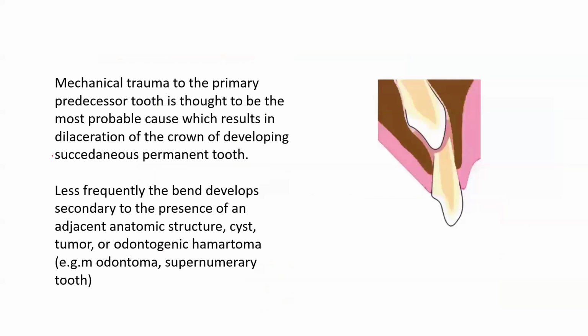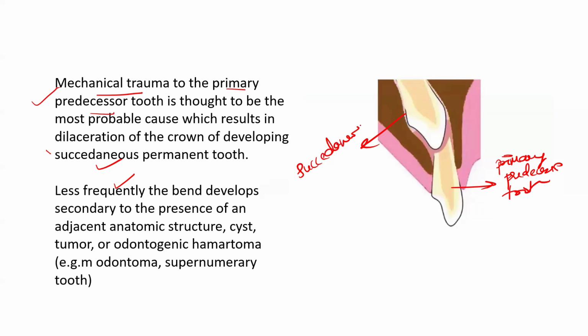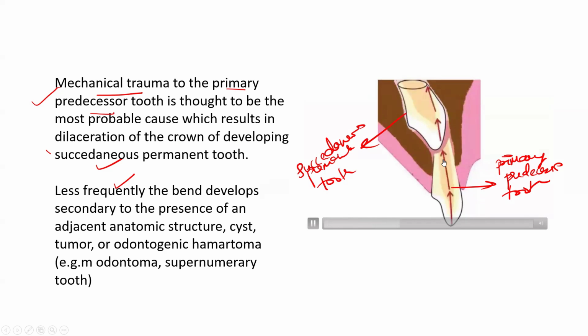Let's understand the mechanism here. This is a mechanical trauma to the primary predecessor tooth, which results in the dilaceration of the crown of the succedaneous permanent tooth. So let's understand it with this diagram. Here we have the primary predecessor tooth, and this is the succedaneous permanent tooth. Up to 2 to 3 years of age, this succedaneous permanent tooth is in a palatal and superior position in comparison to the primary tooth.